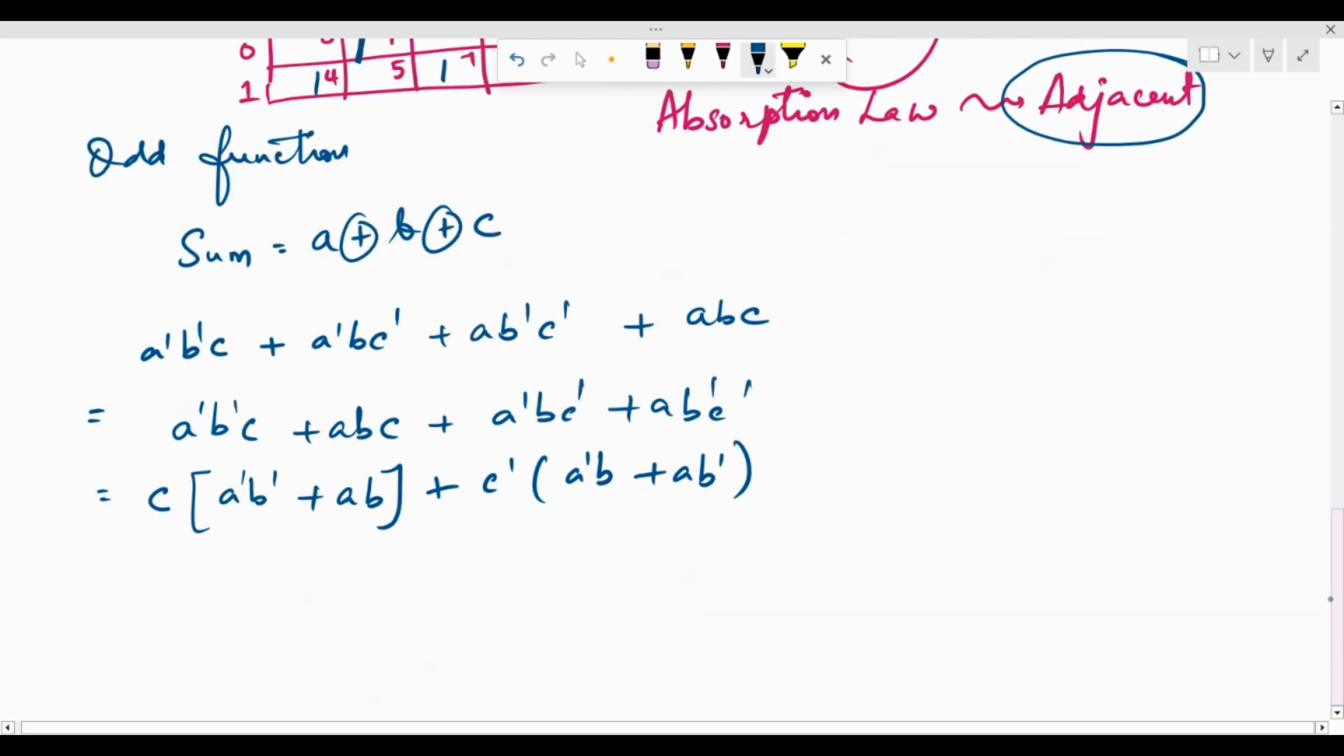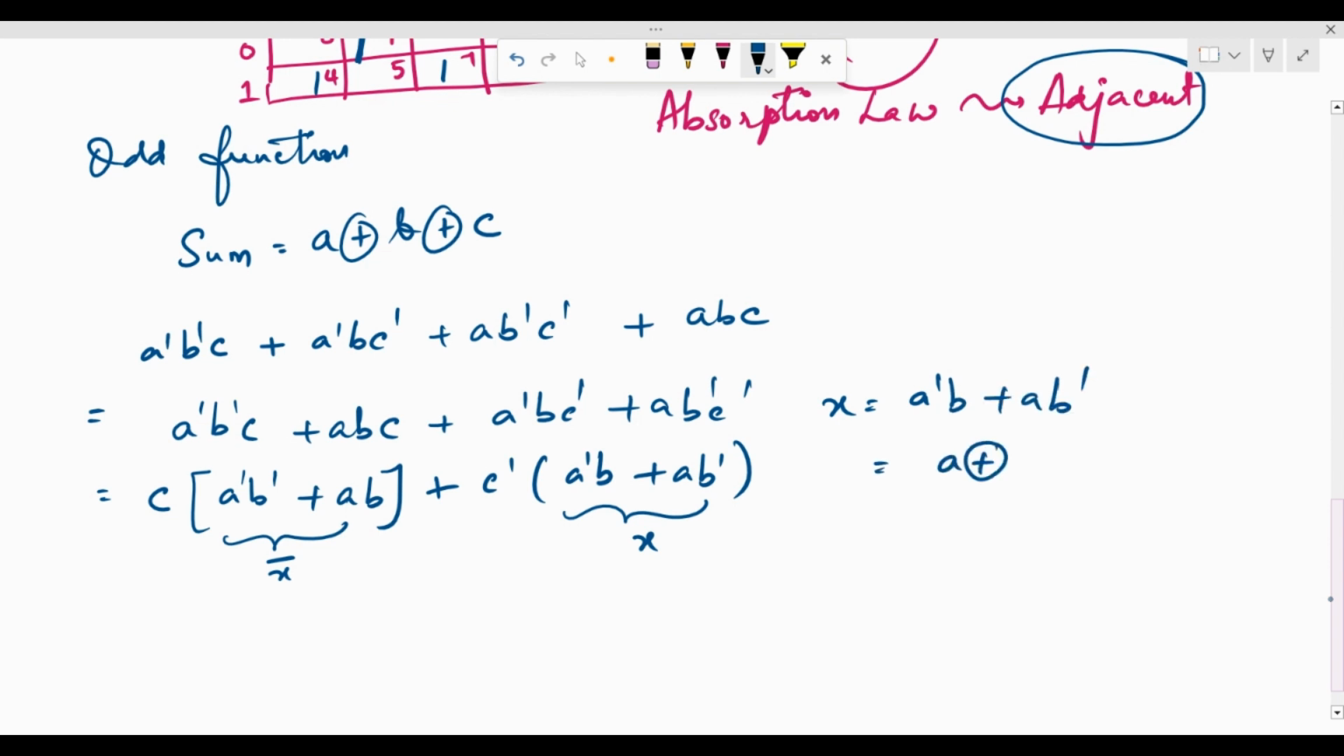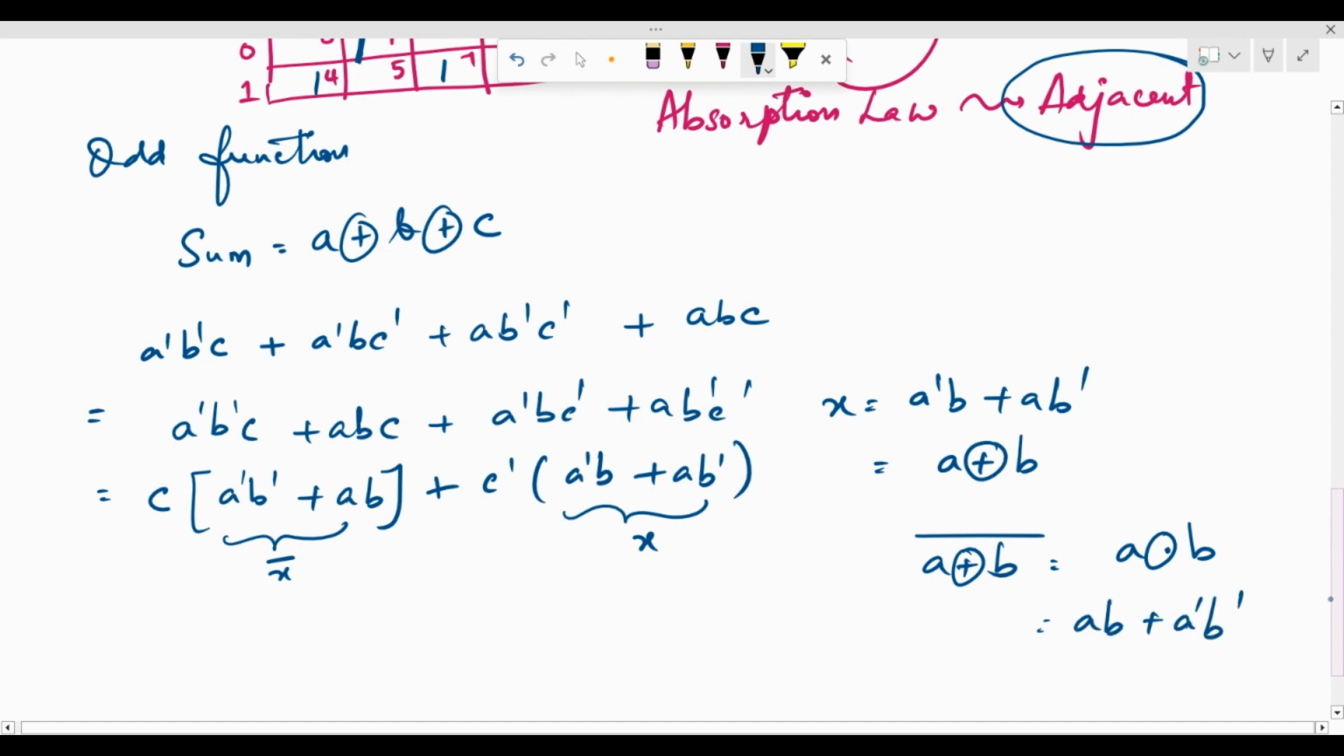So if I consider that this is X, this is going to be X bar. Why do I say so? X is nothing but A dash B plus AB dash, which is the expression for the XOR. And the expression for XNOR, that is XOR bar, which is written as this symbol, is actually AB plus A bar B bar, which is what we have in this particular term. Therefore, I can say that this is going to be X bar.